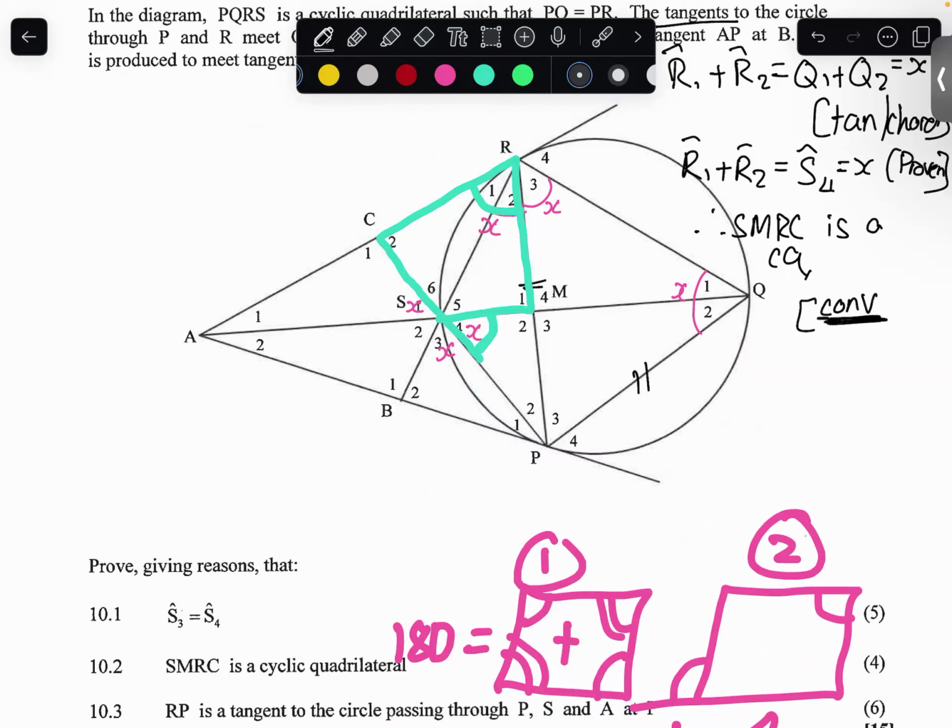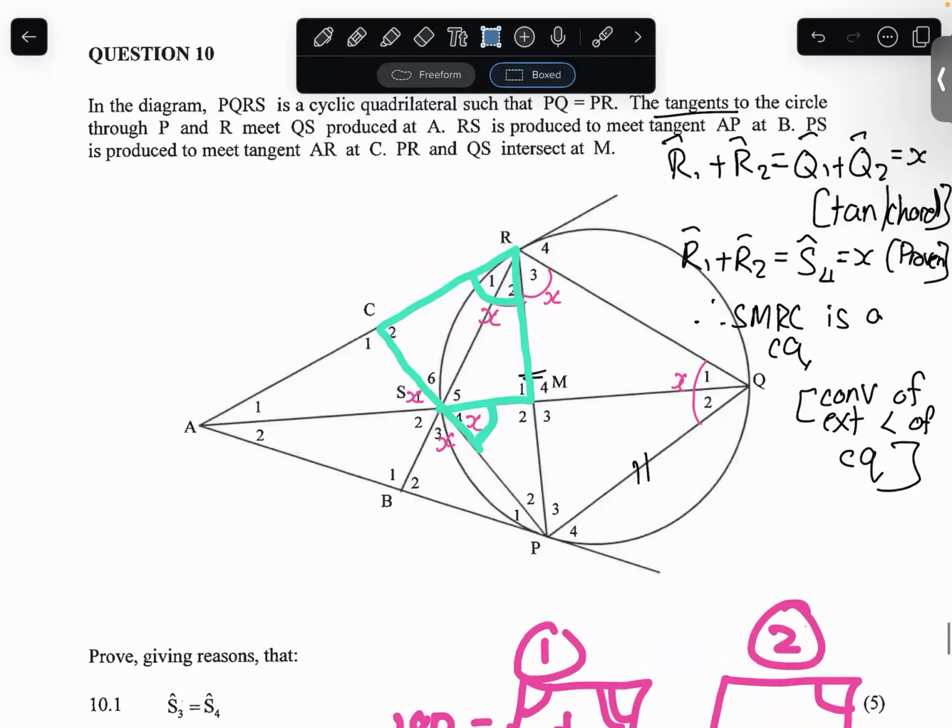This word is very important when you are proving something is a cyclic quad. You have to use the words converse of exterior angle of cyclic quad. I just want to see if they accept anything else. No. It has to be converse of exterior angle of a cyclic quad. All right. That was that one.